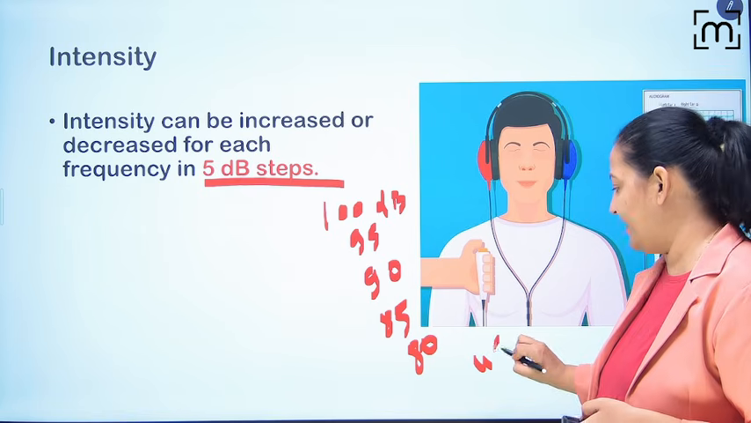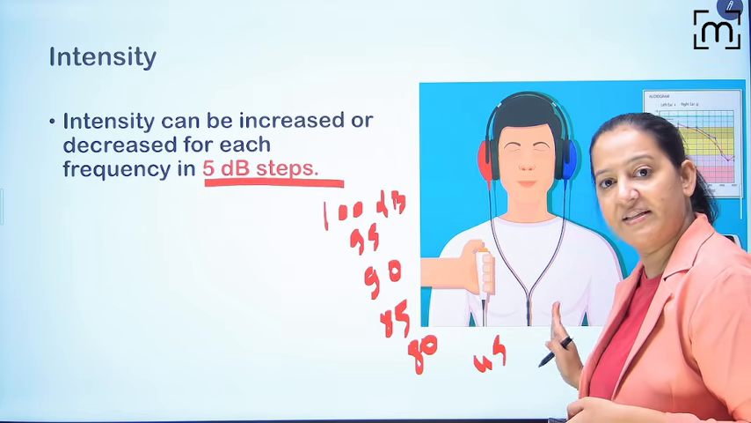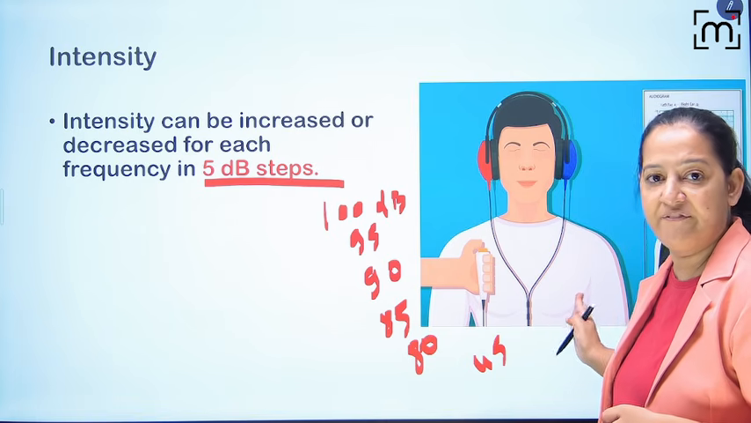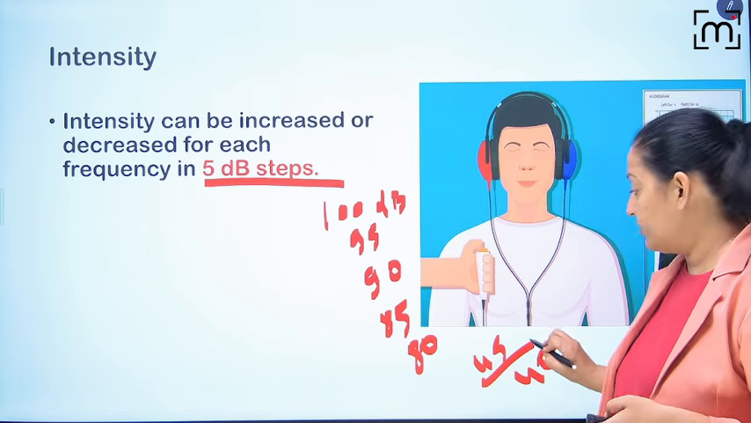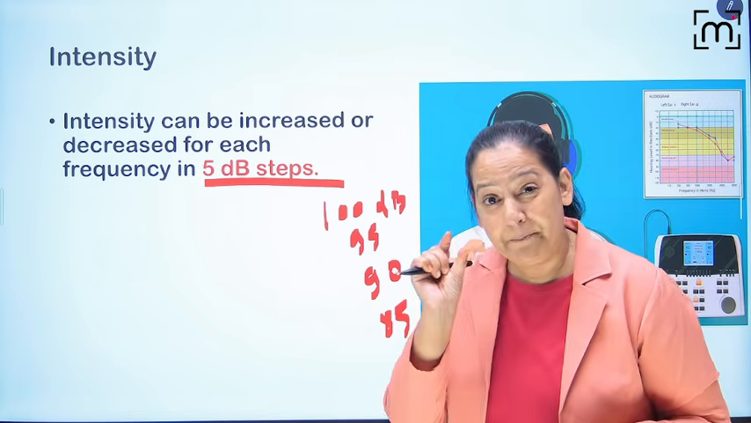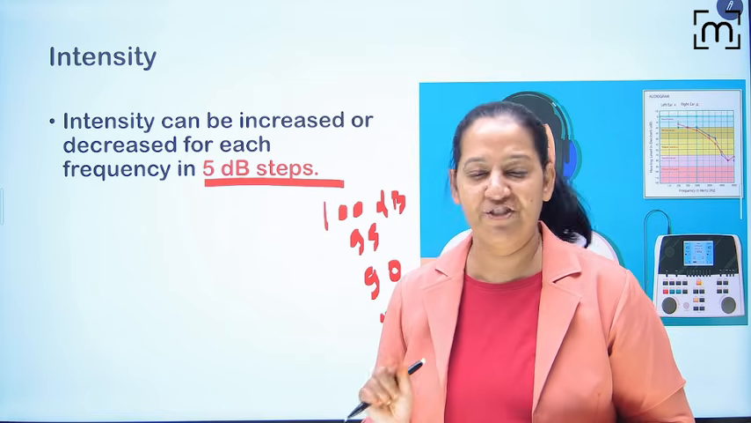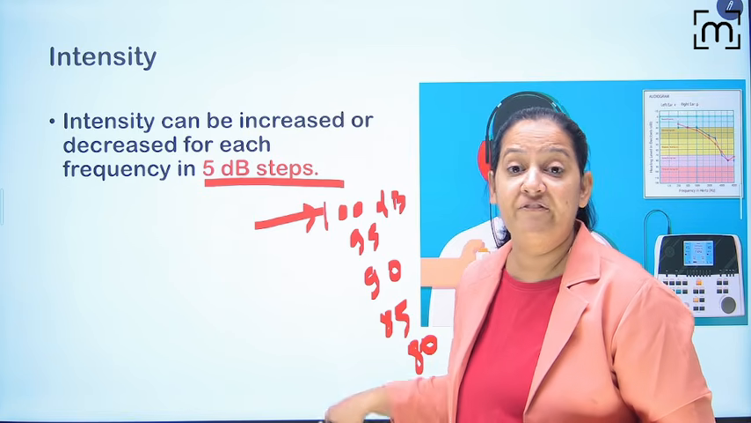Suppose till 45 the patient says I can hear. 80, 75, 70, 65, 60, like that, 55, 50, then 45. Then after 45, at 40 the patient says I can't hear. So the threshold of the patient is 45. The threshold of the patient becomes 45, like that. The threshold is the minimum intensity at which the patient can hear. We start with maximum and we decrease it in 5 decibel steps.